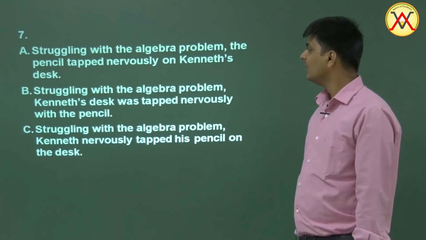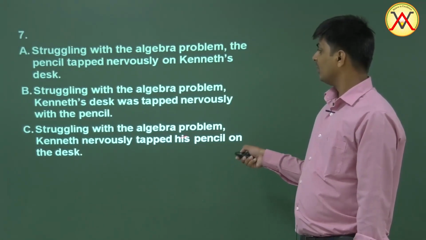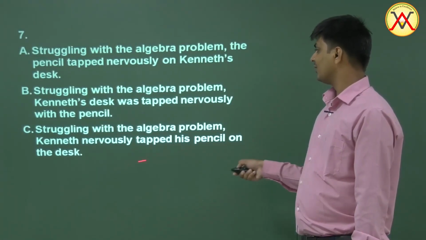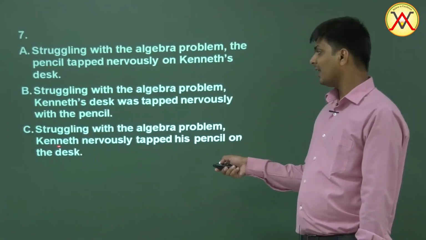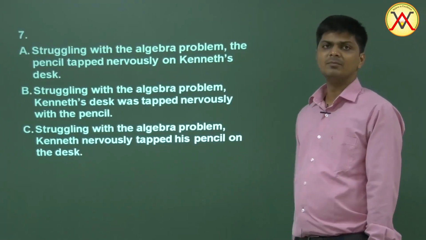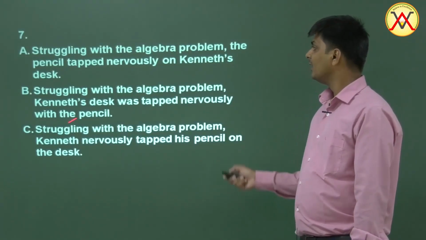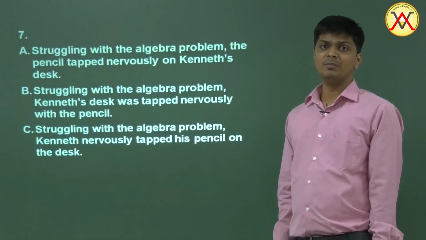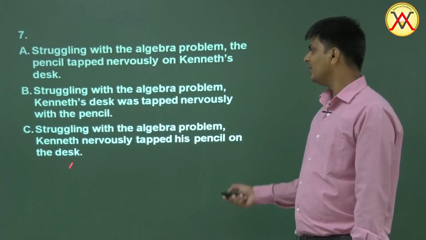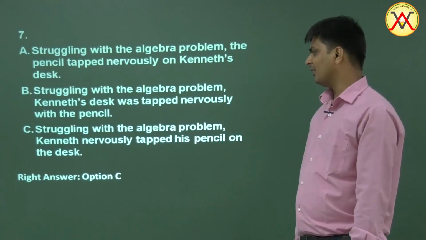It's again wrong. "Struggling with the algebra problem, Kenneth nervously tapped his pencil on the desk." It seems right, and it is actually right. Why? Because it is Kenneth who is struggling with the algebra problem. Inanimate objects like desk and pencil cannot be struggling with an algebra problem. It's a human being that has to struggle. So it is right. C is right.